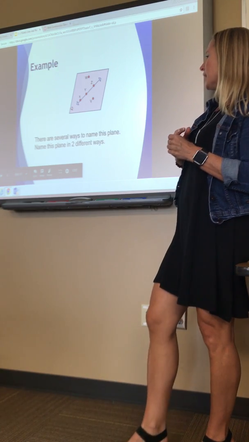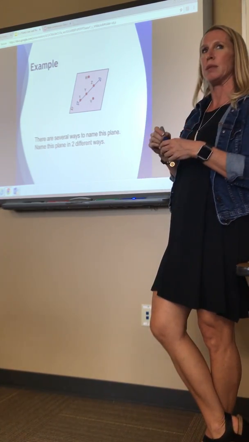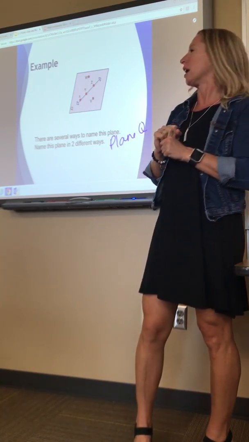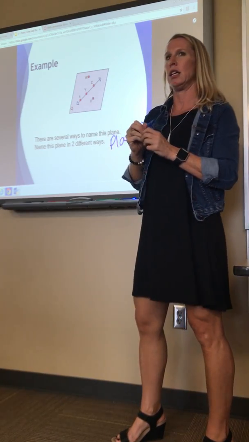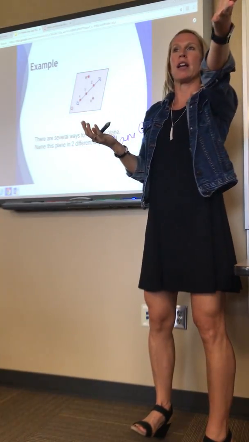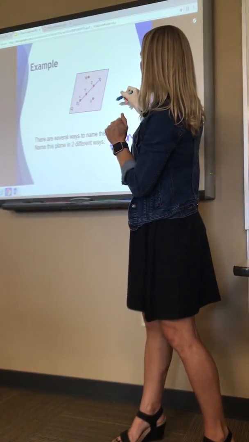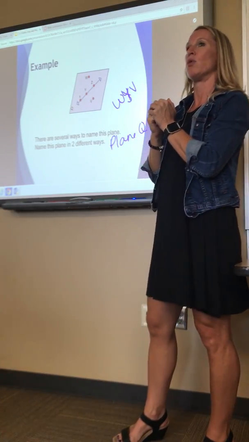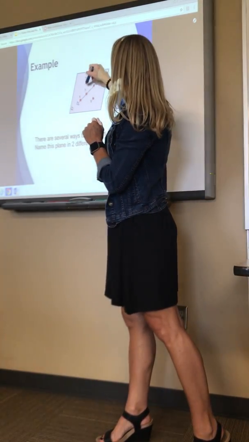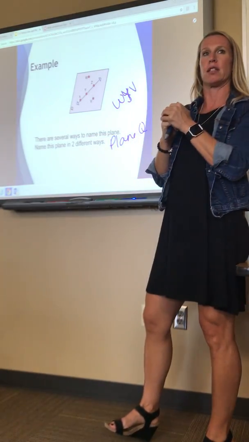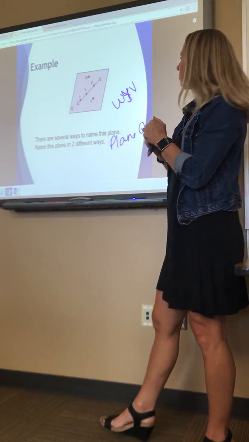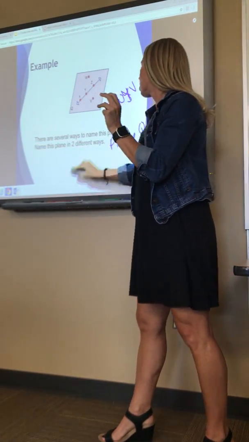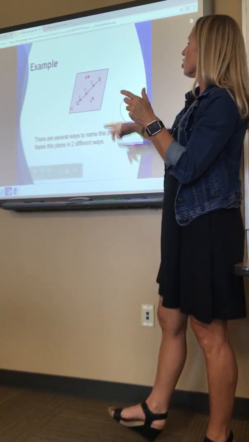Okay, so there are several ways to name this plane. What's a way we could name this plane? Plane Q, that's probably the easiest way. Could I name it plane XYZ? No. How come? They make a line. What's a way to name this plane, Nathan? W-Y-V. Yes, plane WYV. Non-collinear points. Perfect. You could name it XYW. Yes. So as long as there are 3 non-collinear points, or just plane Q.